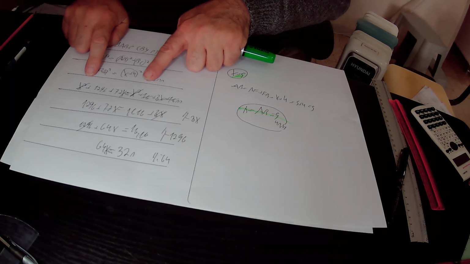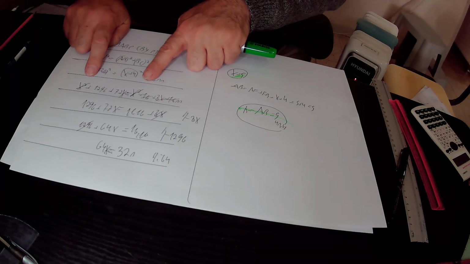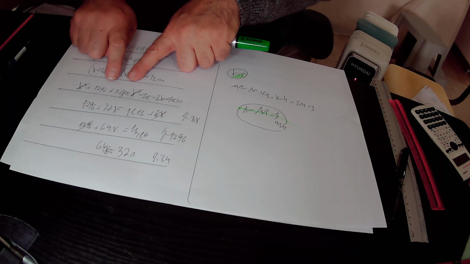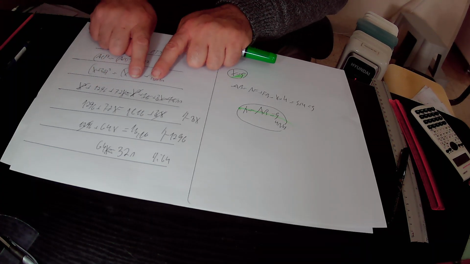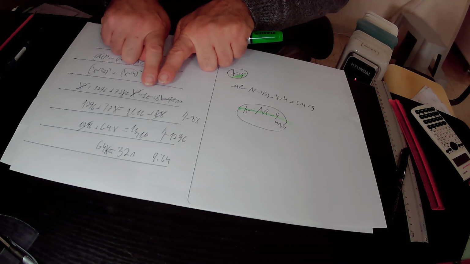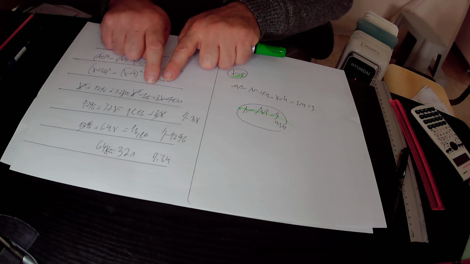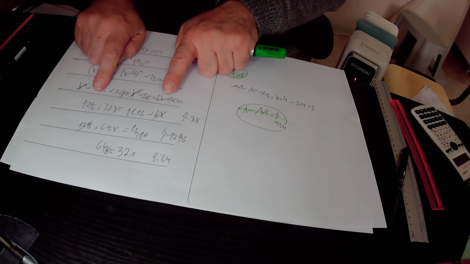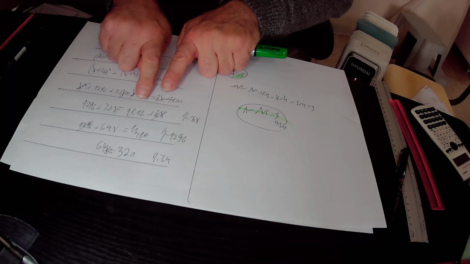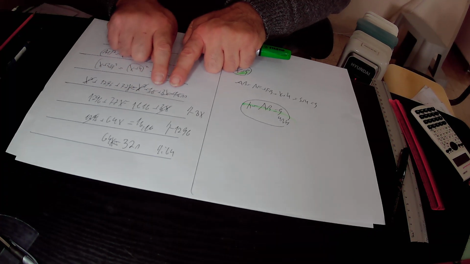We have X squared on both sides of this equation, so X squared gets cancelled. After we cancel X squared, we have 1296 plus 72X equals, on the other side of the equation, 16 plus 1600, which is 1616, plus 8X. So we found that 1296 plus 72X equals 1616 plus 8X.